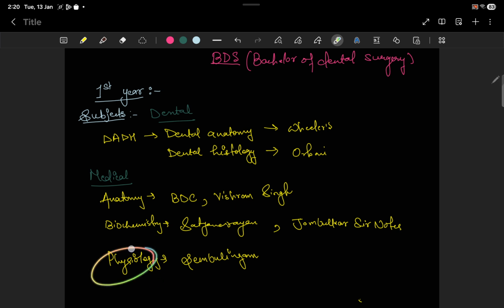Now physiology. Sembulingam is the best book I can think of in physiology for dentists. This is Sembulingam for dentistry. For dental people, you don't have to go so deep into physiology, but instead of going deep, people neglect it. Physiology is not a subject that you have to neglect. You don't have to give as much time to physiology as you give to anatomy or your BDS subjects. But you just have to read it once, after you have attended your lecture in the classroom, come home and read it once from your book. Physiology is just about that.